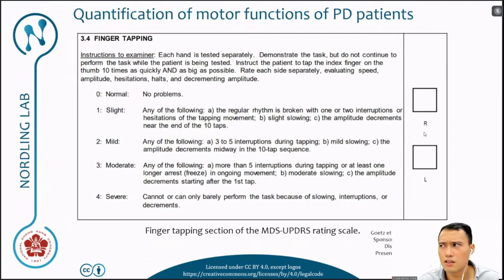And what they need to look at is the speed, the amplitude, the agitation, halts, and decrement in speed. So you can see also here that they also describe, from 0 to 4, what will correspond to a 0, what will correspond to a 2, all the way on to 4, right? But you can see that it is not the clearest explanation in the world. So it depends a lot on the experience of the rater, of the physician who is rating the subject, right? And where we think we can help is in this part.